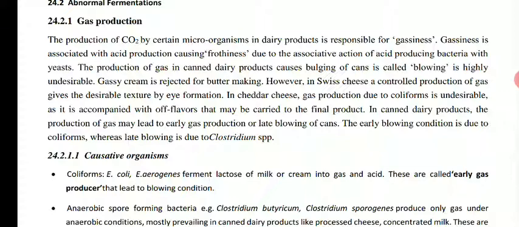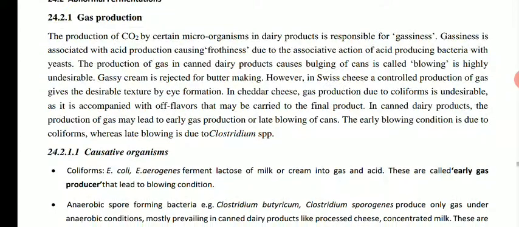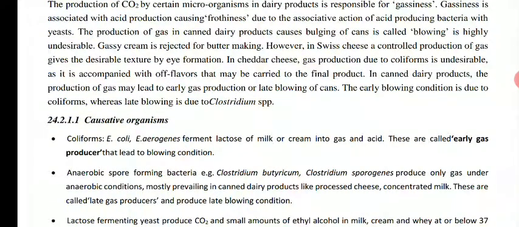In cheddar cheese, gas production due to coliforms is undesirable as it is accompanied with off flavors and that may be carried over to the final product. So in some cases gas production in small quantities is acceptable, but in other cases gas production is not desirable and it causes off flavors as well as other changes in the texture of the product.